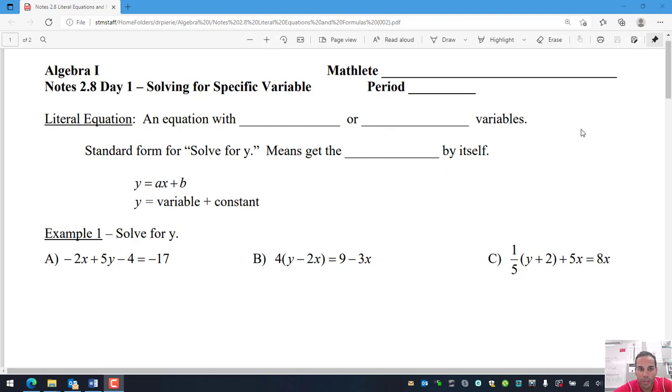Okay, first of all, what is a literal equation? It is an equation with two or more variables. So for this first set of bullet points, you're going to put in two or more.